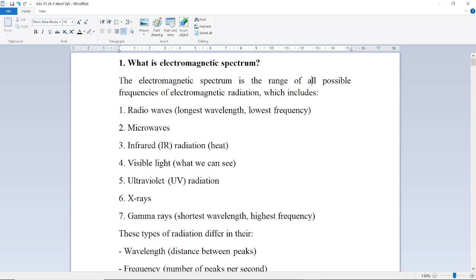First question is, what is electromagnetic spectrum? Answer: the electromagnetic spectrum is the range of all possible frequencies of electromagnetic radiation, which includes radio waves, longest wavelength, lowest frequency, microwaves, infrared (IR) radiation, heat, visible light, what we can see, ultraviolet (UV) radiation, X-rays, gamma rays, shortest wavelength, highest frequency.